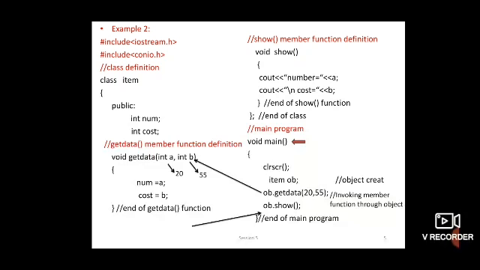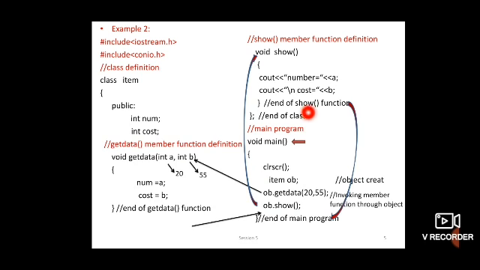After ending this function, the pointer goes to the next statement, ob dot show. Then again it jumps to void show. Now execute this statement, whatever is written in the show function: cout number is equal to a, cout cost is equal to b. Now what is the value in a and b? Also you can write num or cost here, no problem. a stores 20, b stores 55, so here the output is 20 and 55.